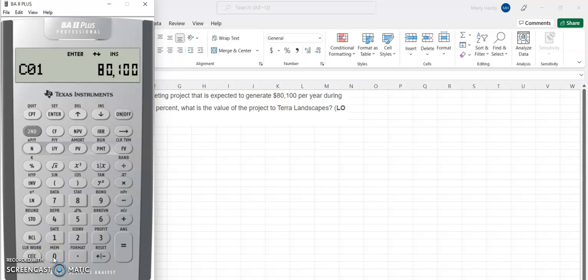80,100. We could enter it 8 times, but the easiest way to do it is to come down here to F01. That's a frequency, we enter 8 and enter. So that tells it that it occurred 8 times. We hit NPV, and I is 14%. 14, enter, and we go down to NPV, and we hit compute. $371,573 even.